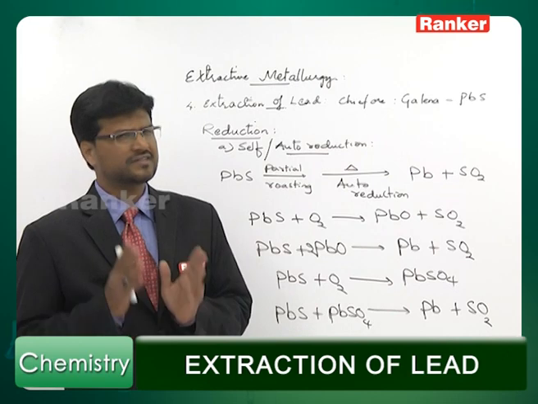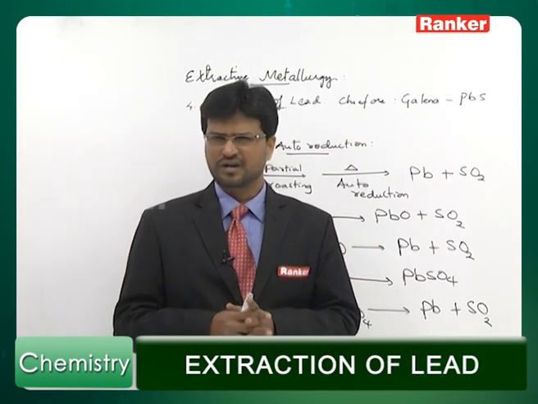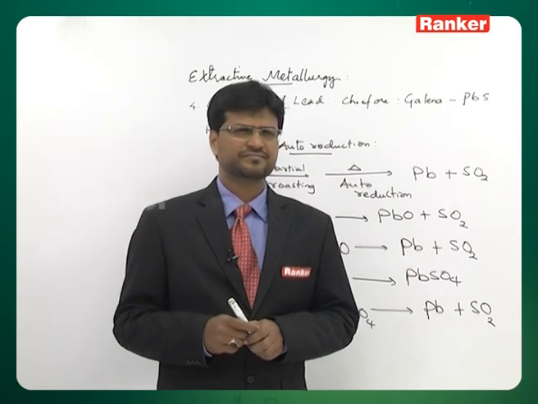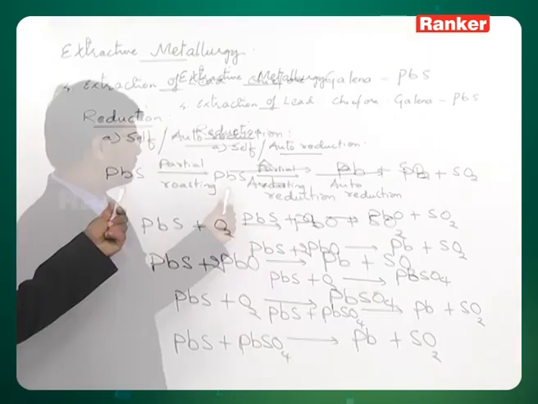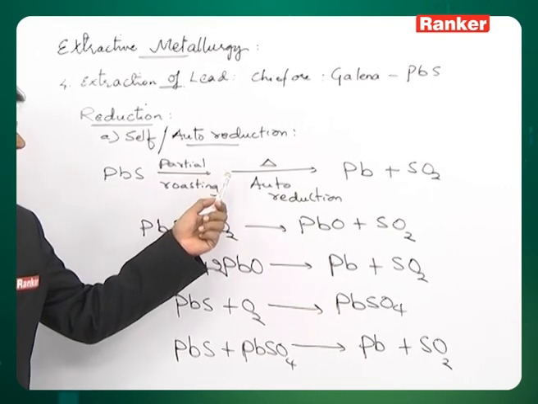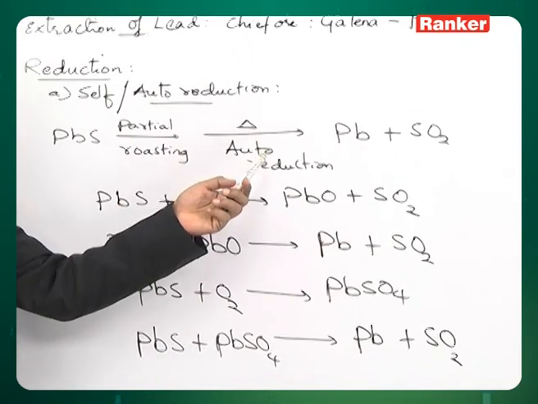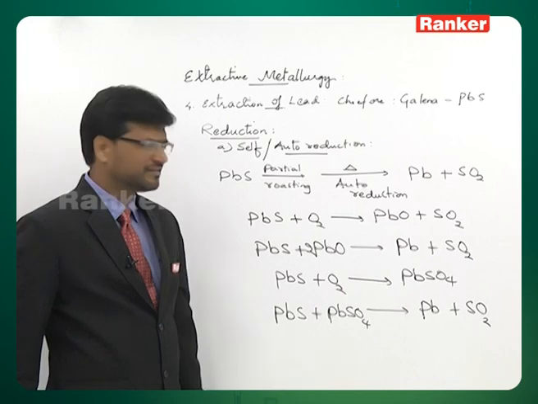In auto reduction, sulfide of a metal will cause reduction of its own oxide to give metal and sulfur dioxide. Go through the equations once again. We go for partial roasting, so that 2/3 of PbS is transformed to PbO. Then we go for further heating in the absence of air, so that auto reduction takes place and you get Pb and SO2. These are the reactions which take place.